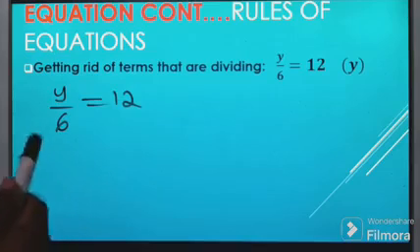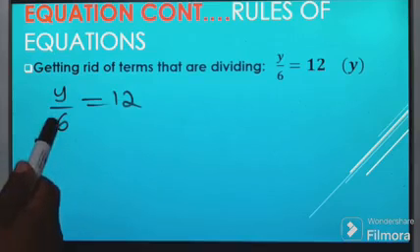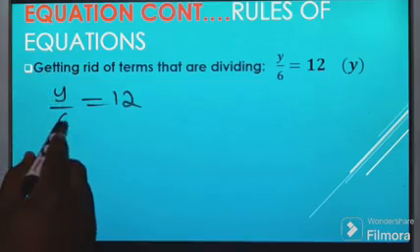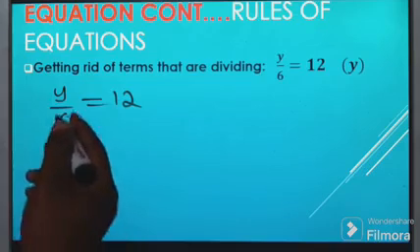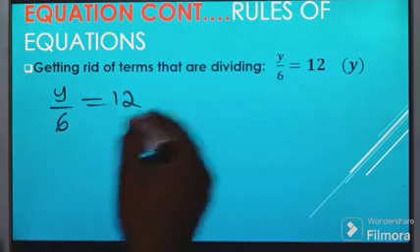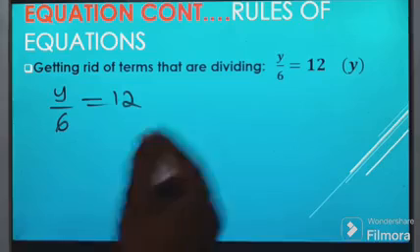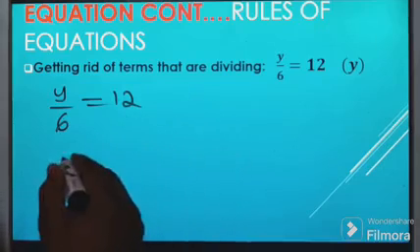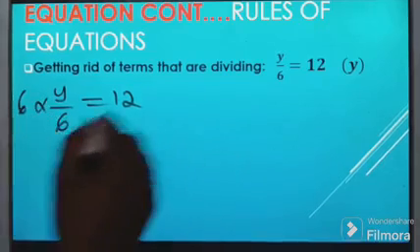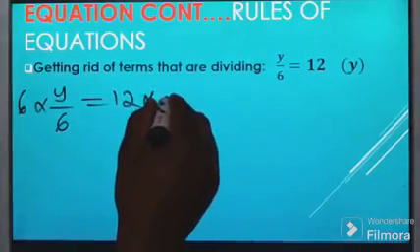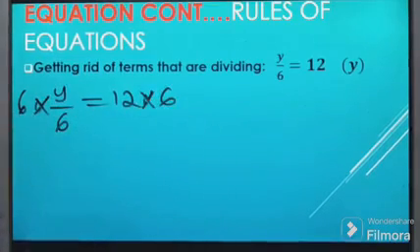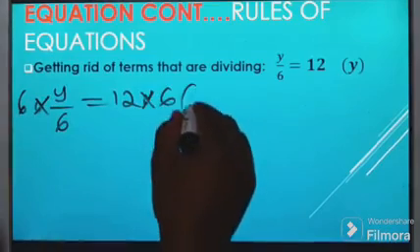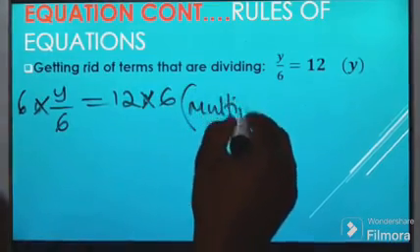We do the opposite of division. The 6 that is dividing y, we do the opposite. In order to remove the 6, we do the opposite. What is the opposite of dividing? The opposite of dividing is multiplying. So we multiply 6 both sides. Multiply 6 again both sides.